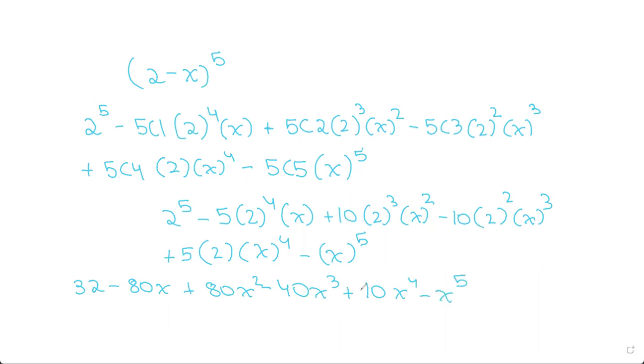So once we get this, now we have to check if all the coefficients are simplified. To write this more neatly, we can just write it in order of the powers from descending to ascending. So minus x to the power of 5 plus 10x to the power of 4 minus 40x cube plus 80x square minus 80x plus 32. So this is simplified and it's the full expansion of 2 minus x to the power of 5.